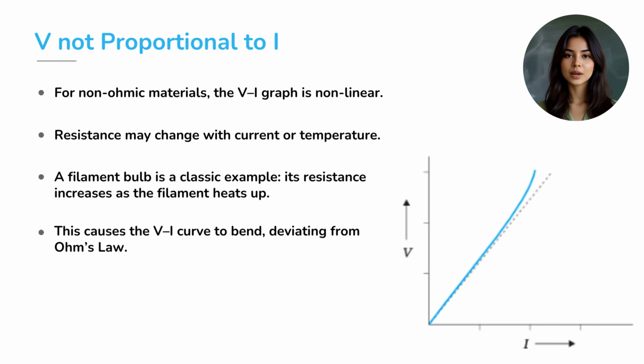Take a filament bulb as an example. As it heats up, its resistance increases. That means even if you keep increasing the voltage steadily, the current won't rise at the same rate. This causes the voltage-current graph to bend, forming a curve instead of a line. As you can see in the VI diagram from your textbook, the straight dashed line represents ideal ohmic behavior, but the real curve deviates as current increases. So, temperature changes or internal heating can make a material non-ohmic.